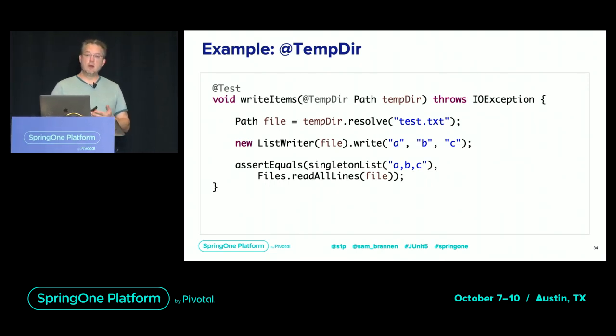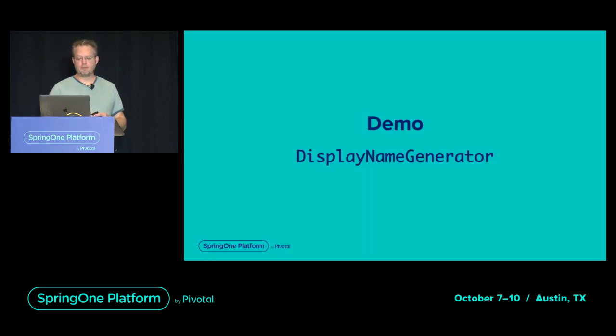You can also have a TempDir injected as a field. If you want to have it at a field level, you can have it as a static field, and then you could have it higher up and visible to more of your tests and have a shared temporary directory. So, DisplayNameGenerator, I'll show you a demo of that.